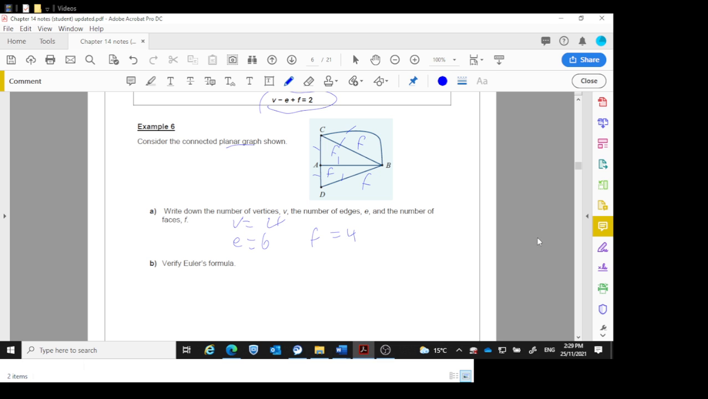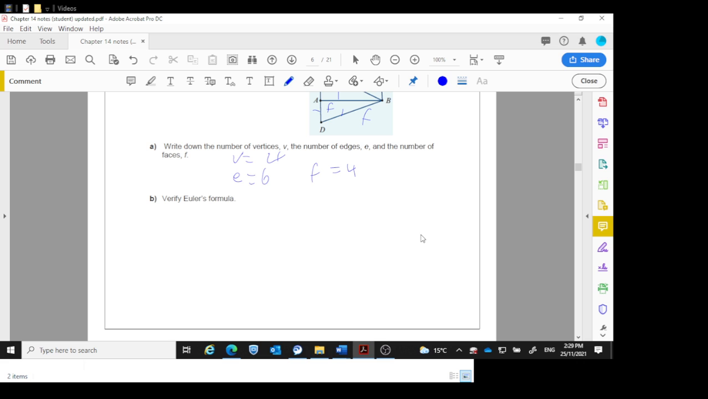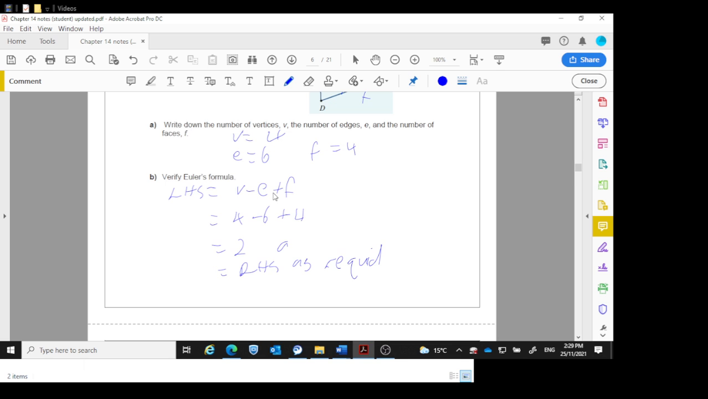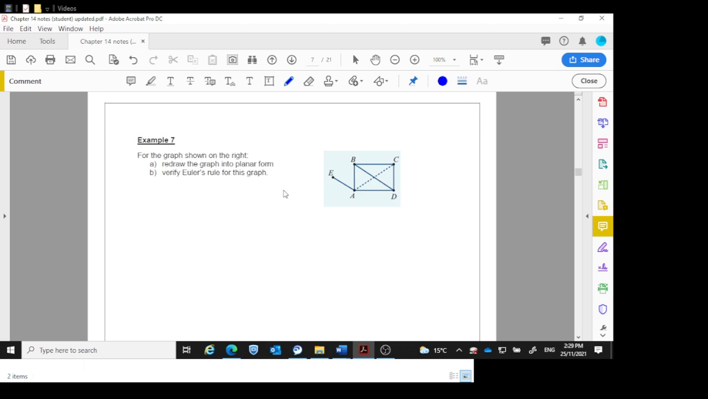Verify Euler's rule. Now when it's asking us to verify or show, we start off with the left-hand side, V minus E plus F. Vertices is 4, minus 6, plus 4, which equals 2, which equals the right-hand side as required. Okay, you must make sure you're proving it, you're verifying it, you're showing it.